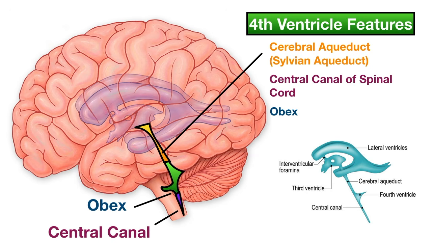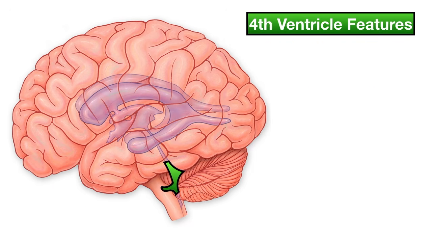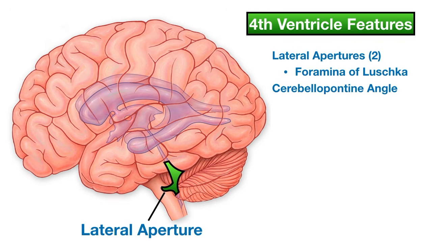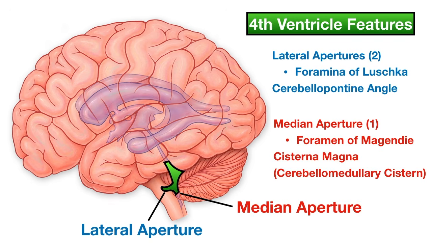Like we said earlier, the fourth ventricle is shaped like a tent. The apex of the tent is known as the fastigium. Now the fourth ventricle has the ability to communicate with the subarachnoid space, and it does so through a number of apertures. The first two apertures are the lateral apertures, also known as the foramen of Luschka, and this allows the fourth ventricle to communicate with the cerebellopontine angle. The other aperture is the median aperture, also known as the foramen of Magendie, and this allows the fourth ventricle to communicate with the cisterna magna or the cerebellomedullary cistern.